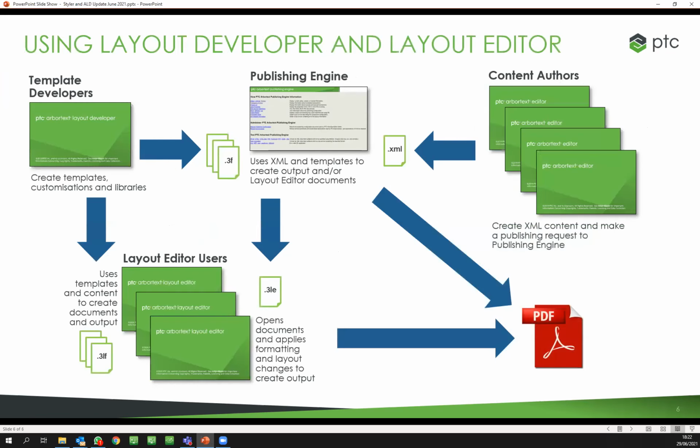This graphic here really shows where we see Layout Editor fitting into the rest of what we do. So here, up in the top left, we have Layout Developer. People will create templates either for Publishing Engine or for Layout Editor or for Layout Developer. If they're going to use Publishing Engine, content would be provided by Arbortext Editor. You make a publishing request to Publishing Engine that would use the template, and you could churn out from there a Layout Editor file, which Layout Editor users can then open up on their desktop, tweak the finished article to make it look absolutely perfect, and then publish their PDFs from it.